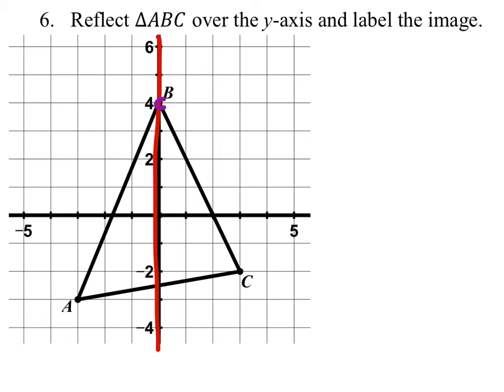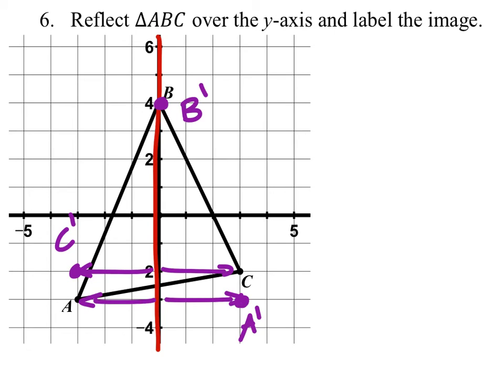So B, for example, how far away is B from the line? 0. So B prime would be 0 in the other direction, which really just puts it at that point. C is 3 to the right, so C prime will be 3 to the left. A is 3 to the left, so A prime will be 3 to the right. And that is A prime.